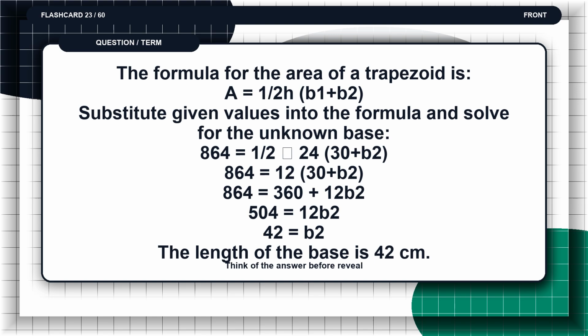Flashcard 23. The formula for the area of a trapezoid is A equals 1/2 h times (b1 plus b2). Substitute given values into the formula and solve for the unknown base. 864 equals 1/2 times 24 times (30 plus b2). 864 equals 12 times (30 plus b2). 864 equals 360 plus 12 b2. 504 equals 12 b2. 42 equals b2. The length of the base is 42 centimeters. Think of the answer before the reveal.